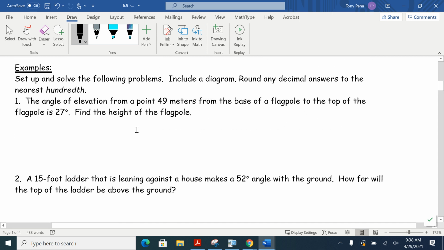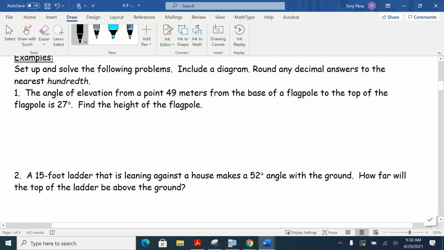With that thought in mind, number one, you're going to want to draw a little picture. Hopefully you're a better artist than me, and don't judge me. It says the angle of elevation from a point 49 meters from the base of a flagpole to the top of the flagpole is 27 degrees. We want to find the height of the flagpole. Flagpole, I can't mess that up. I'm just going to draw it as a straight line. So that's our flagpole.